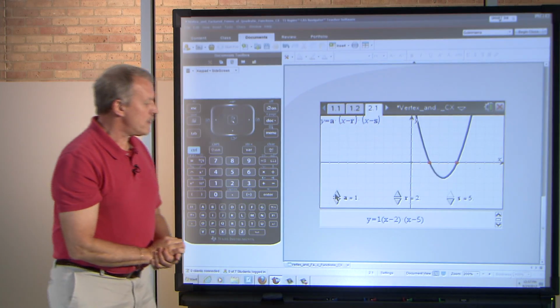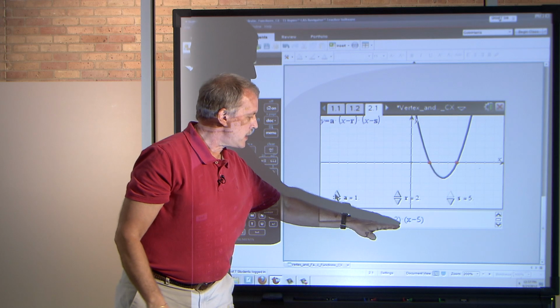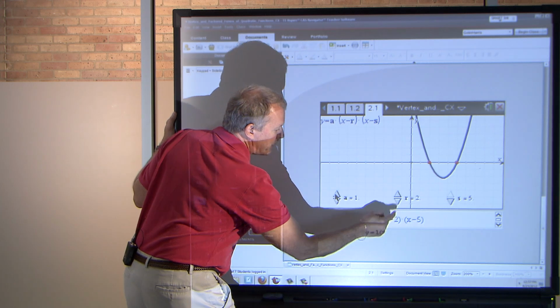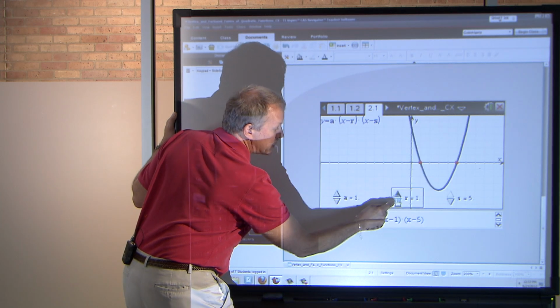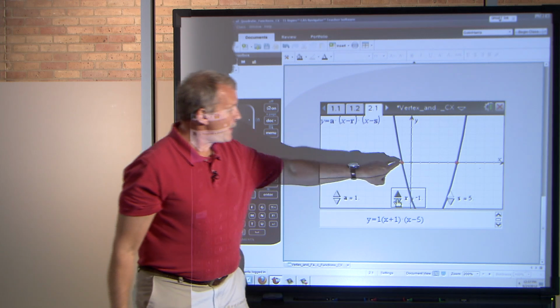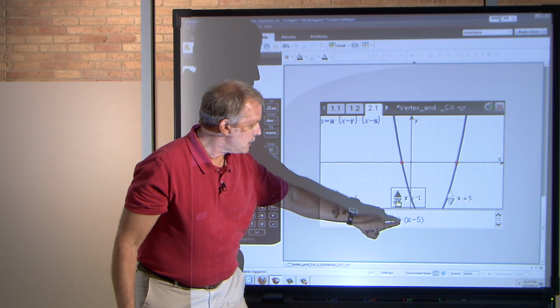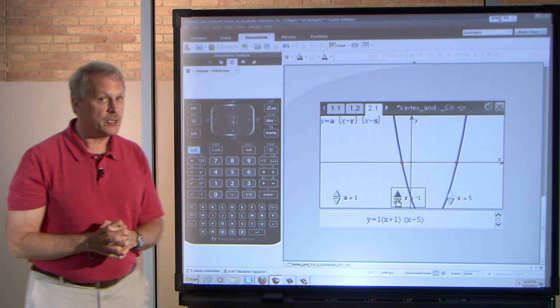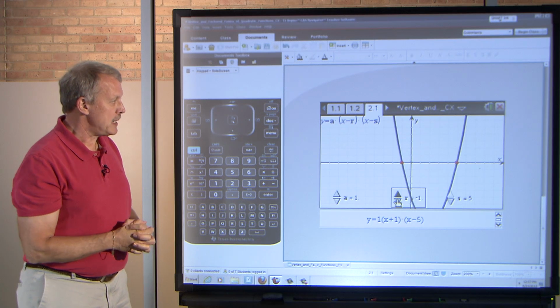So here again, I'll go back to the next page, control right arrow. And here I have the graph of y equals 1 times the quantity x minus 2 times x minus 5. Those are the two factors. And if I decrease the value of r to say 1, 0, -1, we're hoping that students will notice that this value here, the x minus -1 and the x minus 5, those are the zeros or the roots of the equation. And we would like them to be able to see that.